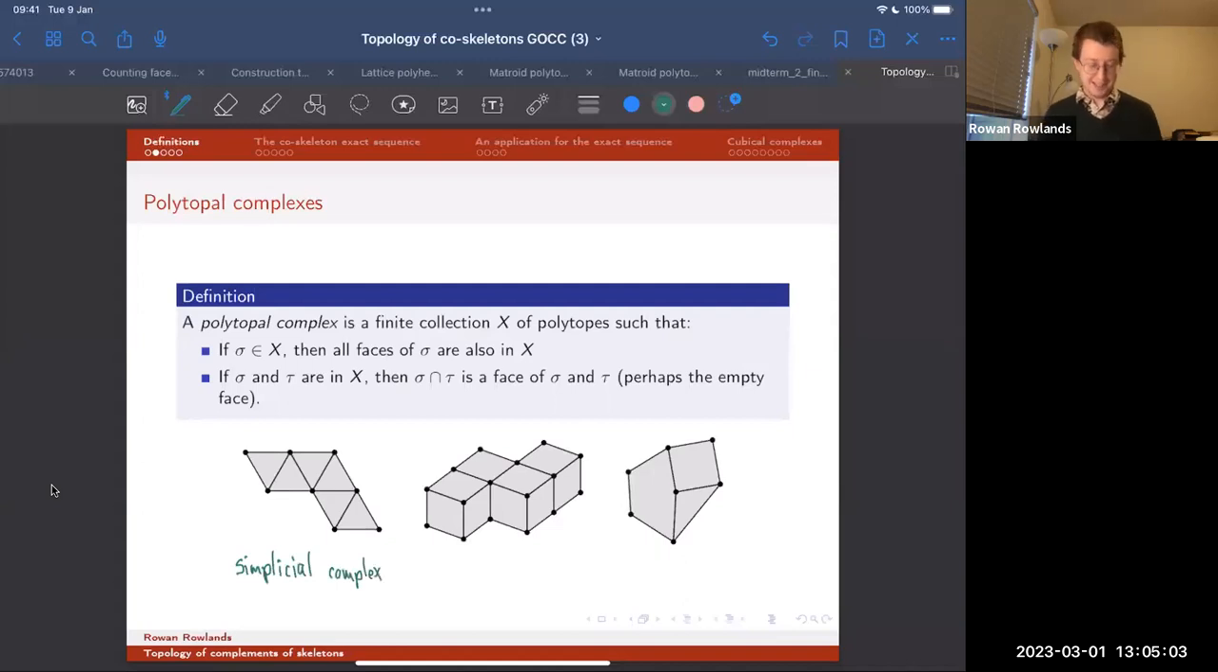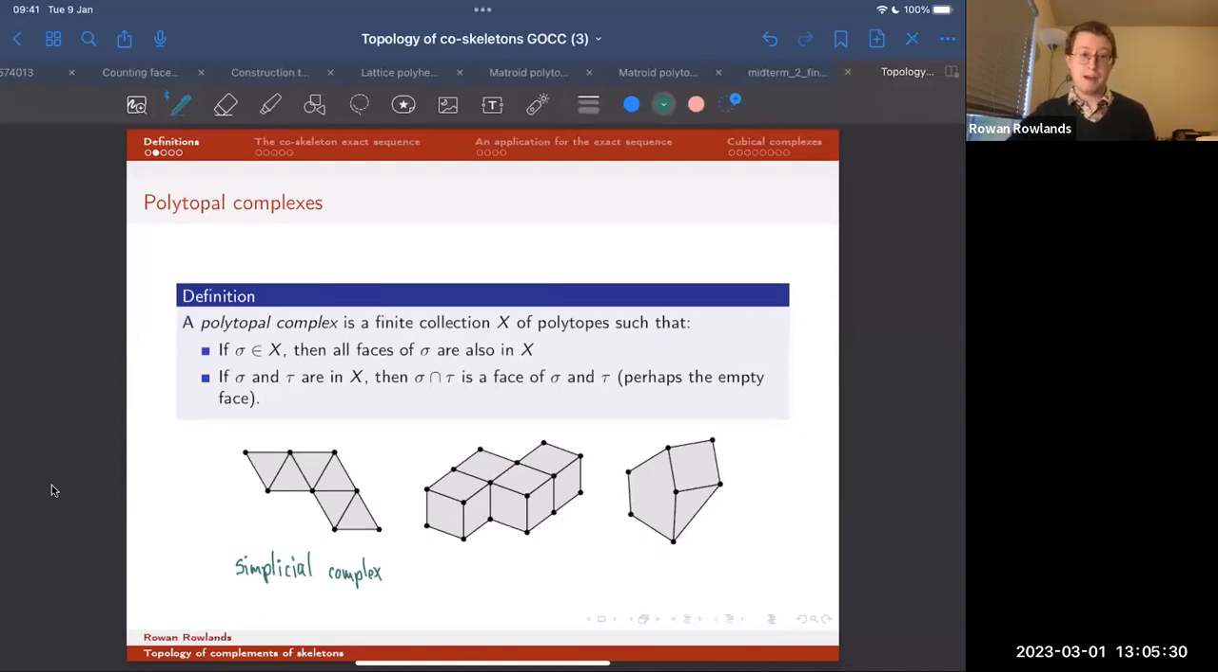Simplicial complexes are probably the most famous kind of polytopal complex. You are most likely to have come across this kind of complex before. Actually, for the first two-thirds of today's talk, if you only want to think about simplicial complexes, then that's totally fine. All of these results say interesting things, I think, about simplicial complexes. So if that's something you're more comfortable with, think about simplicial complexes.